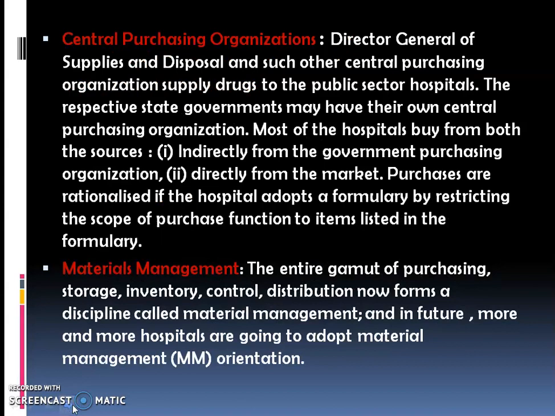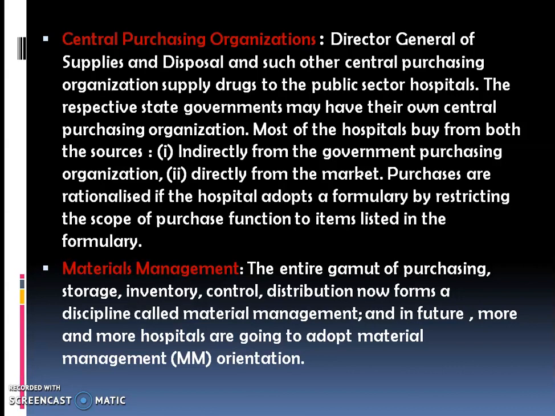Then Central Purchasing Organization. Director General of Supplies and Disposal and such other central purchasing organizations supply drugs to public sector hospitals. The respective state government may have their own central purchasing organization. Most of the hospitals buy from both sources, indirectly from the government purchasing organization or directly from the market.